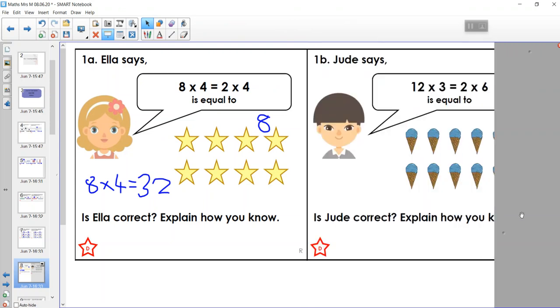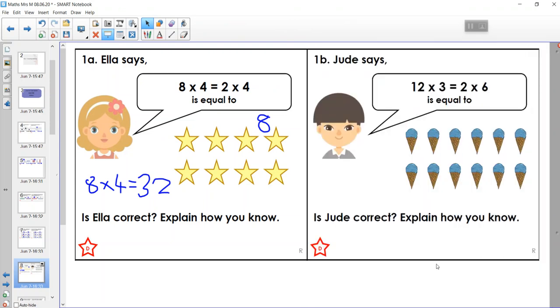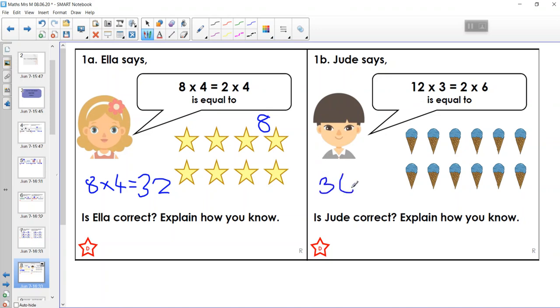Okay, so your job is to pause the video and have a go at this one. Okay, let's see how you got on. Jude says 12 times 3 is equal to 2 times 6. Well, I know that 12 times 3 is 36. And I know that 2 times 6, here it is, 2 times 6 is 12. So he's wrong. Jude's wrong. It's not equal to, it's greater than.